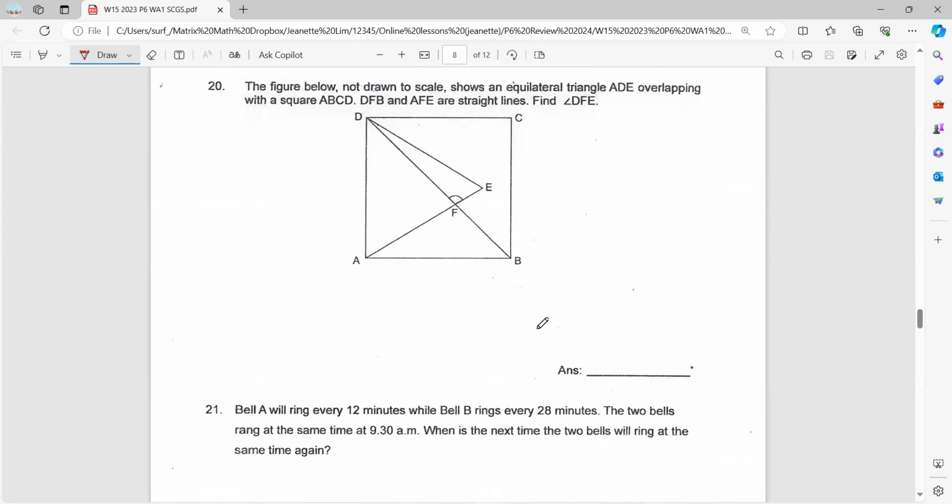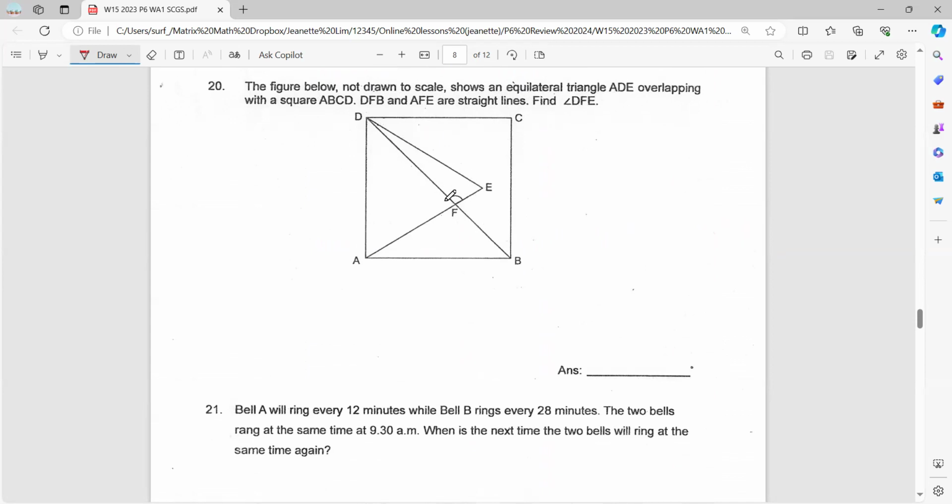Question 20, figure below, not drawn to scale. You have an equilateral triangle ADE overlapping with a square. Then DFB and AFE are straight lines. Find DFE, which is the angle that is marked out.